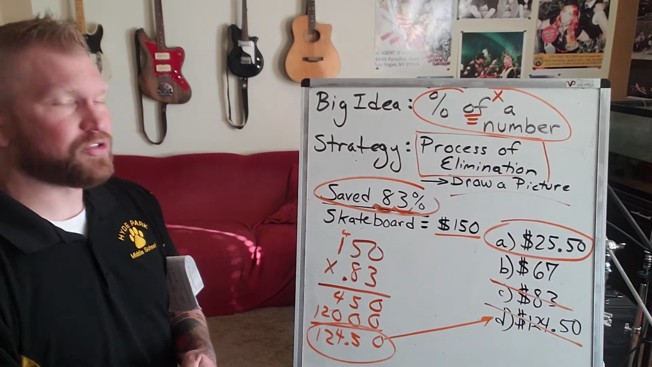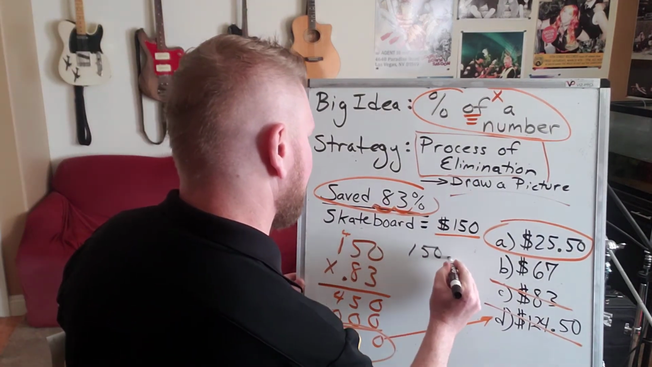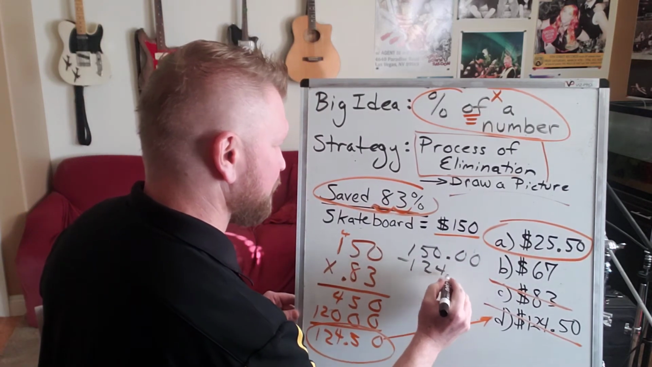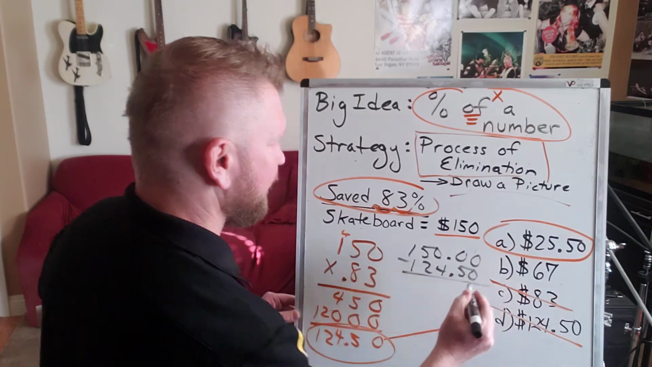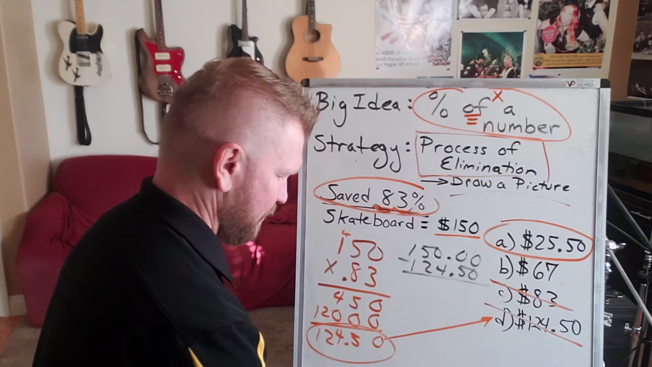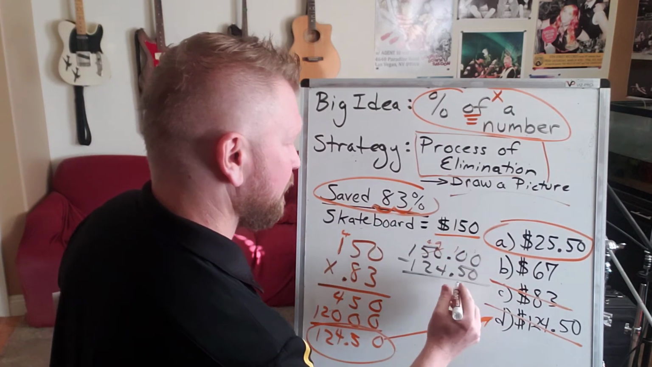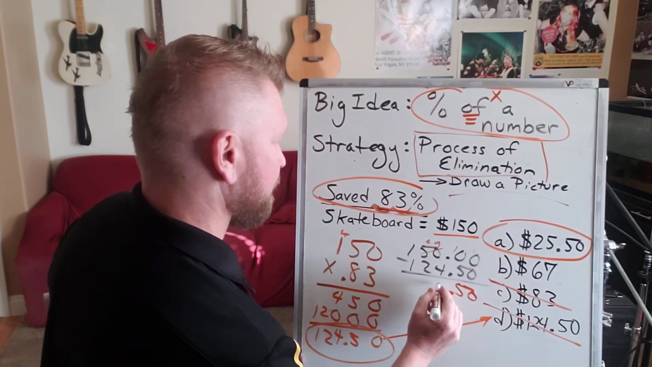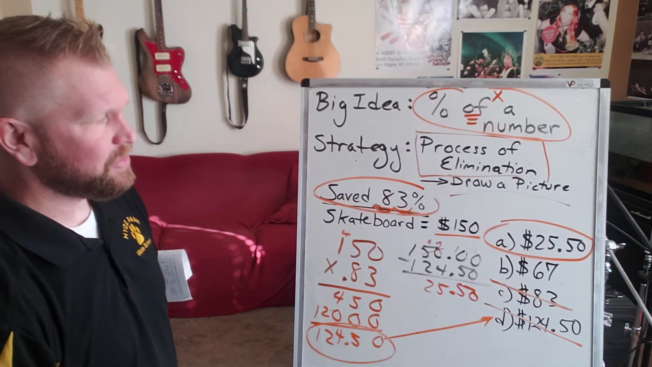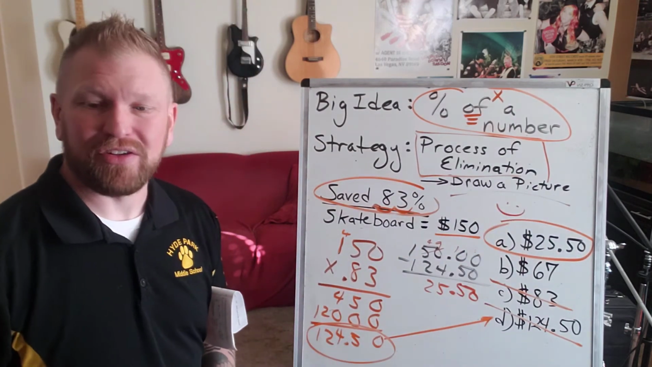And if you thought we should subtract those numbers, you're right. So we can take $150, which is the total amount for the skateboard, take away the money he's already saved, which is $124.50, and whatever is left is how much he still needs to save. Do some borrowing there. Looks like he still needs to save $25.50, which is the answer that we got by using process of elimination.